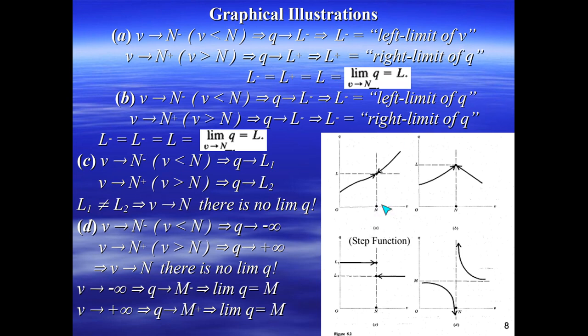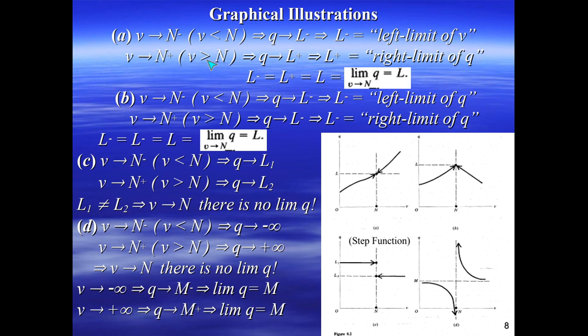This L minus is called the left limit of V. When V goes to... it should be, not left limit of V. It is called left limit of Q. Here there is a mistake. I will correct it in the presentation. Left limit of Q when V goes to n minus. This is the left limit of Q.